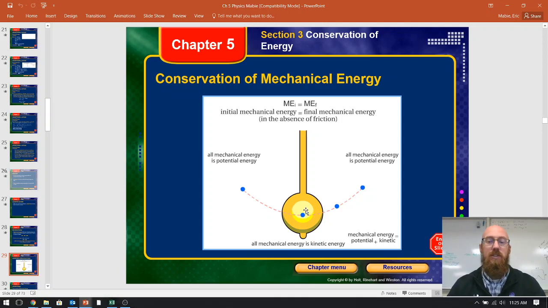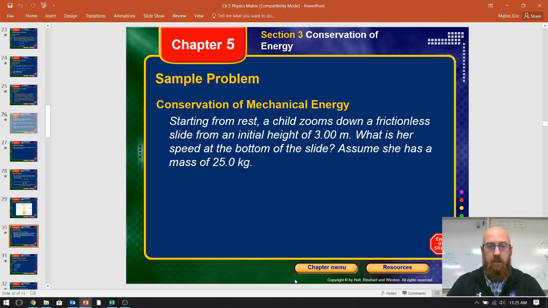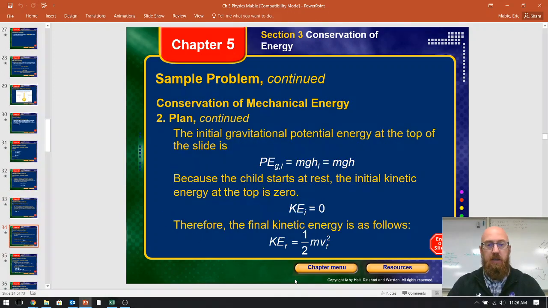No, you lose some as friction. Guess what? You still can calculate it. All right. Frictionless slide, woohoo! We'll actually go through this one in class. I want to get to the concepts.